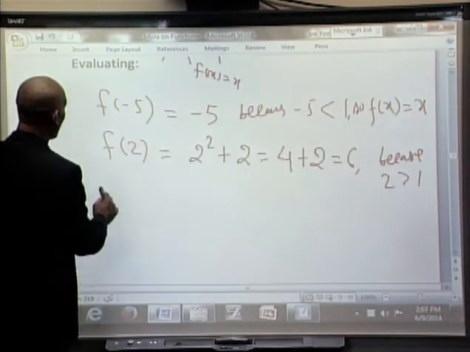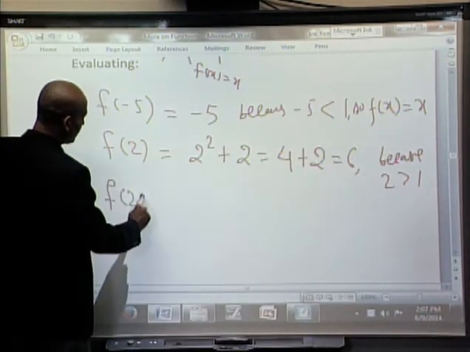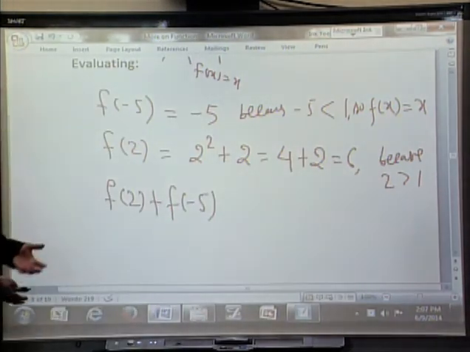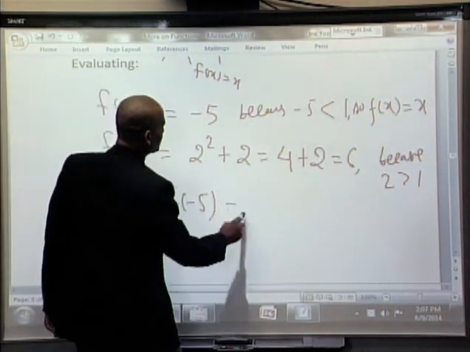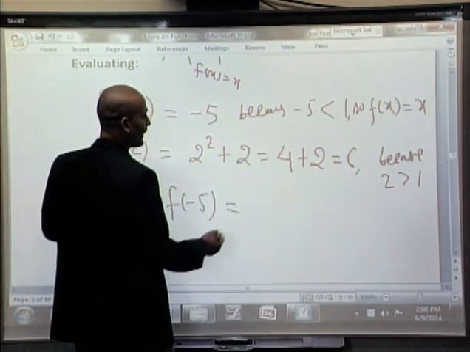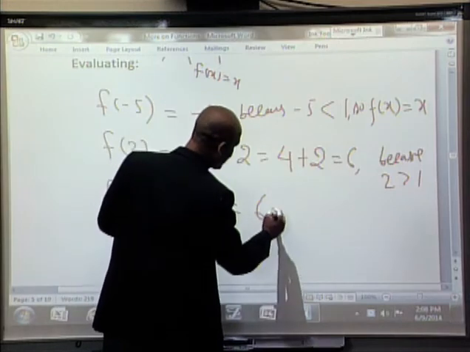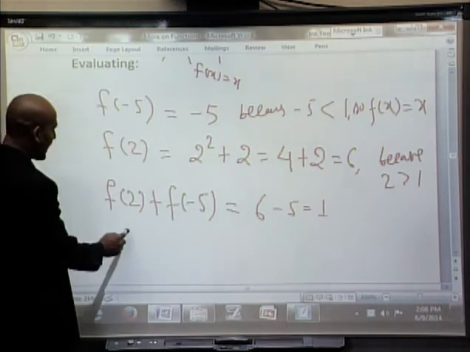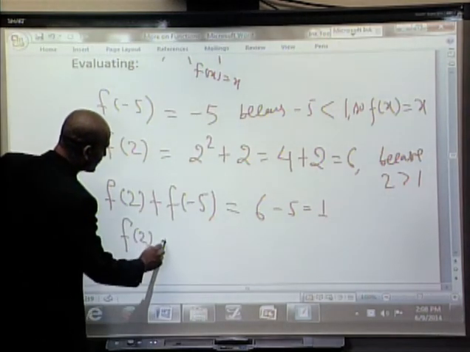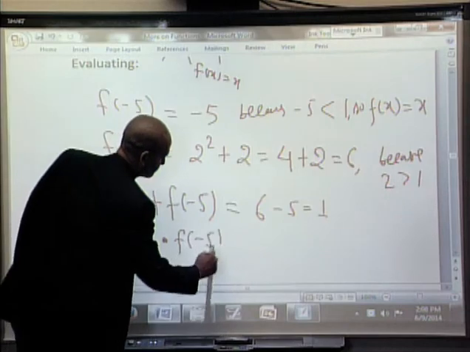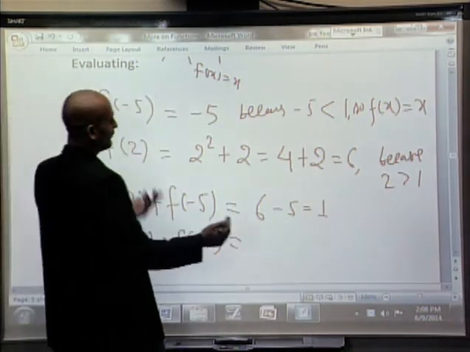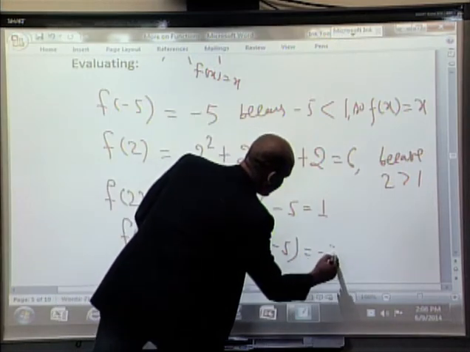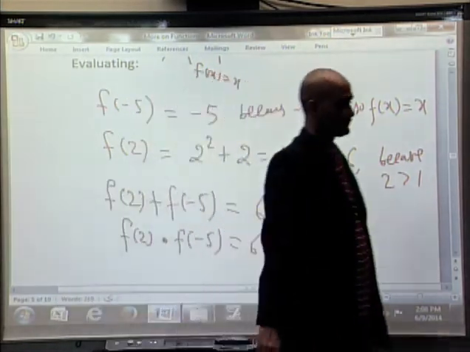Sometimes we may have to find f of 2 plus f of minus 5. If we know f of 2 and we know f of minus 5, it's just about replacing the corresponding number. F of 2 is 6, f of minus 5 is minus 5, so this is 1, simple. Sometimes we may have to find f of 2 times f of minus 5. This is also same, f of 2 is 6, f of minus 5 is negative 5, 6 times negative 5 is negative 30, we are done.